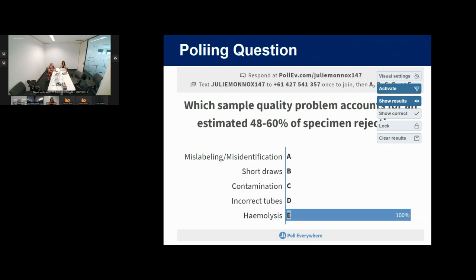So has anyone got anything on the chat? I'm going to go with D, incorrect tubes. Oh, there you go, somebody else is going with that. Okay. So we've got more E's than D's, and I think that's good because that's the correct answer. Hemolysis accounts for a lot of sample rejection, not only in the point of care space but also in the general diagnostic pathology space.